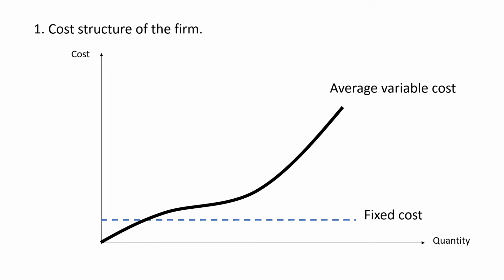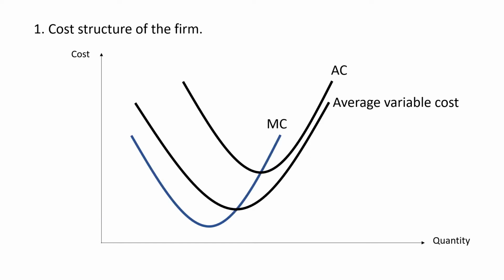Don't forget that we have the AVC, the average variable cost, starting from the origin of the graph and is nonlinear. It forms another U-shape below the AC in the family of cost structure.